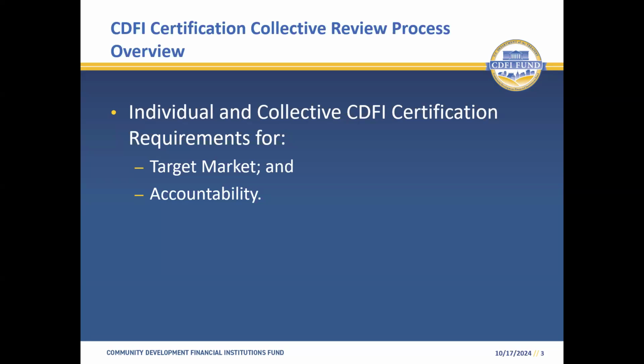To meet the accountability test, each applicant must demonstrate accountability to its identified target market through a governing board or advisory board. Each affiliate must also demonstrate accountability to its own target market through a governing board or advisory board, which can be either the same or different from the applicant's board. For the purposes of the collective review, an affiliate with a controlling entity can meet the accountability test by using its controlling entity's organization board.